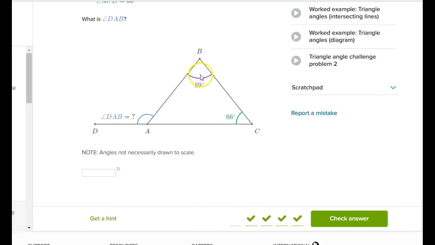Here we have those same remote interior angles, right? 66, 69, add those together. What does that come to? 135. And we know this one has to be 135. Just adding those two up, and that one has to be the same.